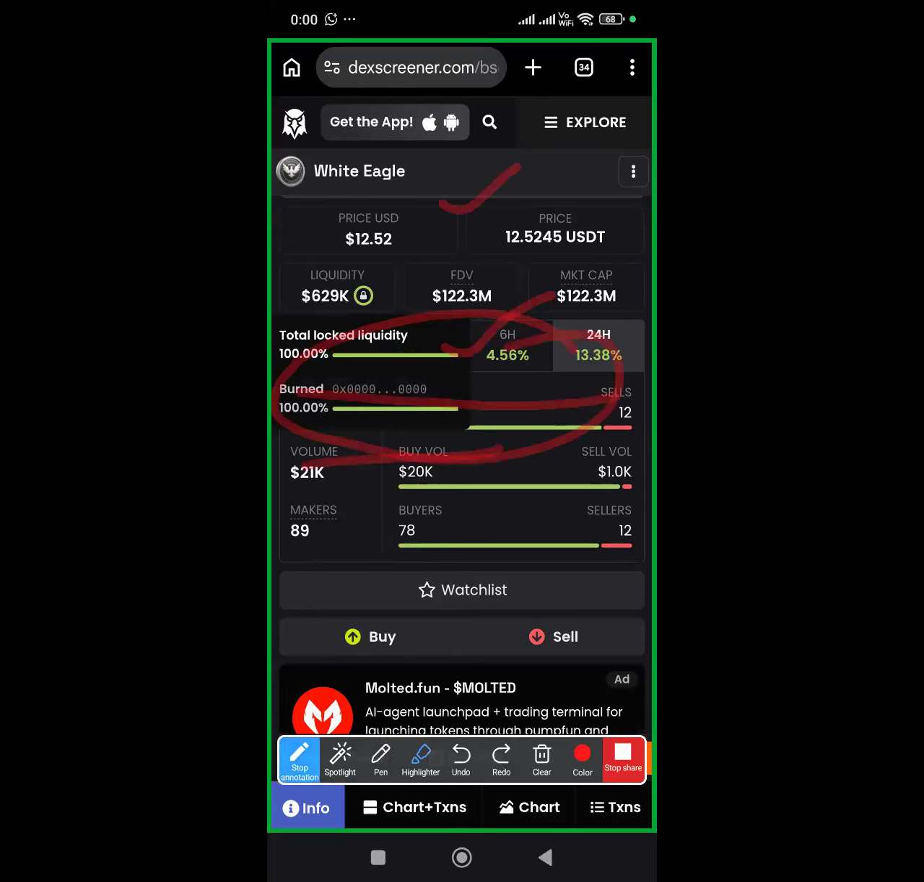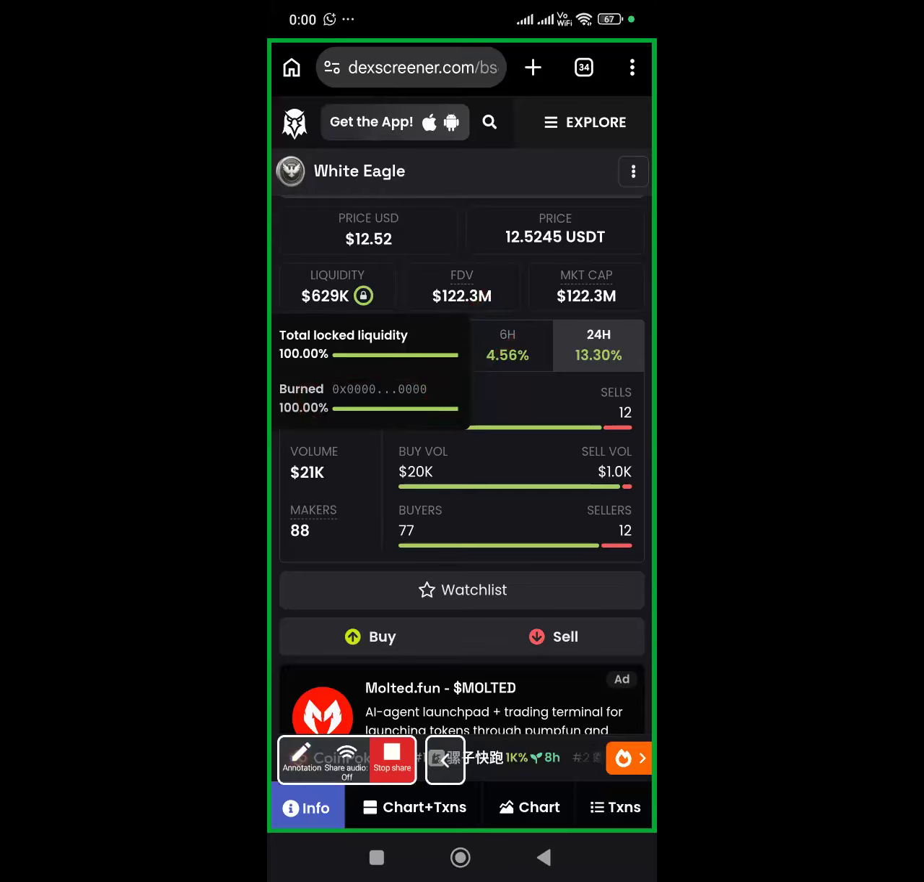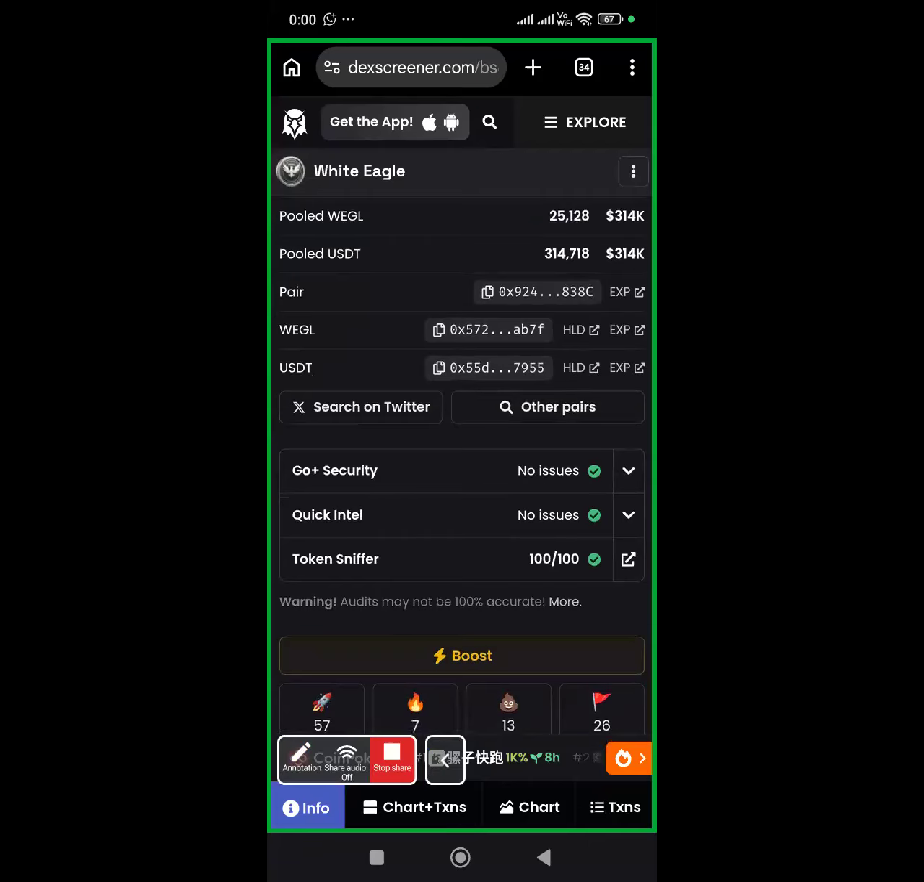If any company does not have locked liquidity, there will be no lock button. So as I click on the lock button, you can see it's telling me the total locked liquidity is 100%, and the total burned liquidity is 100%. And some people are telling me the liquidity is fake and the LP is not burned. Okay, no problem. Maybe they are true and I am wrong. The blockchain is wrong, maybe possible.